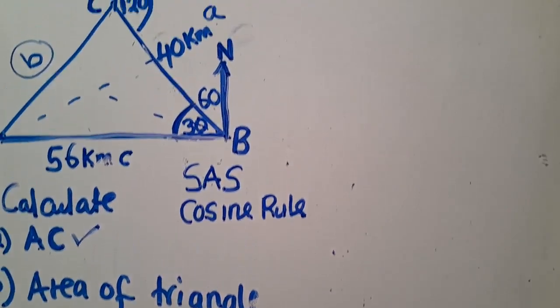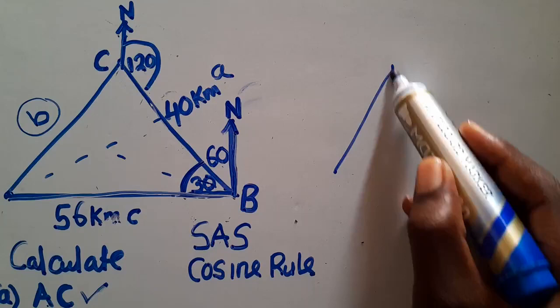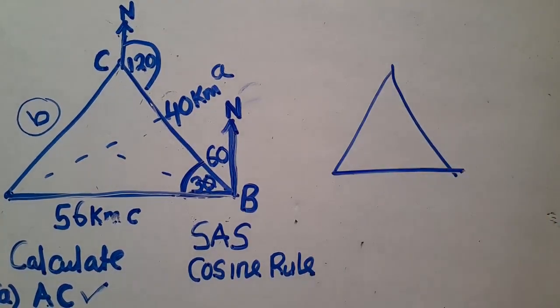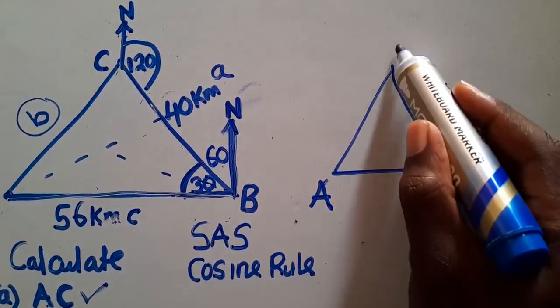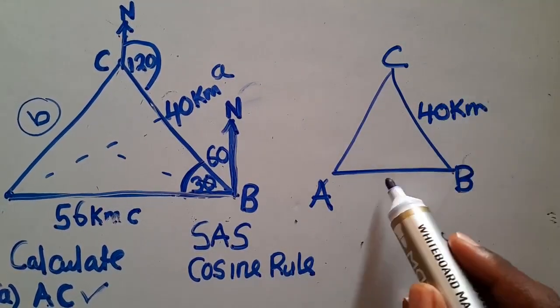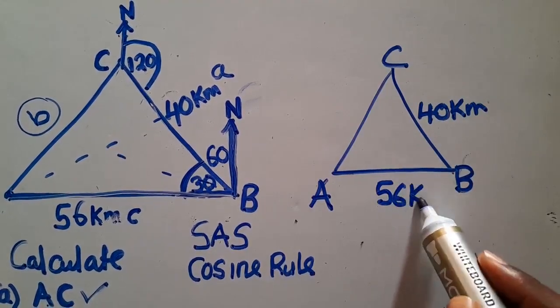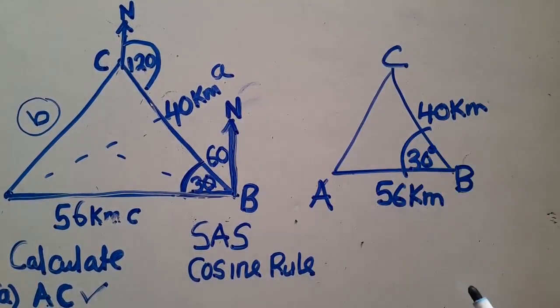So maybe these things are confusing you, so I'll just do this so that you understand very well. This is A, this is B, this is C. So there I've got 40 kilometers. Here I've got 56 kilometers. The angle there I've got 30 degrees, like that.